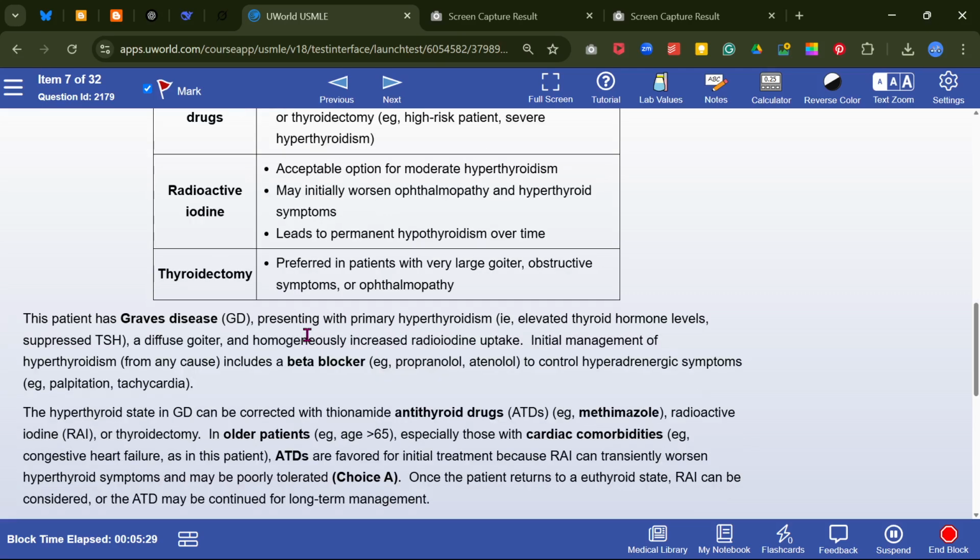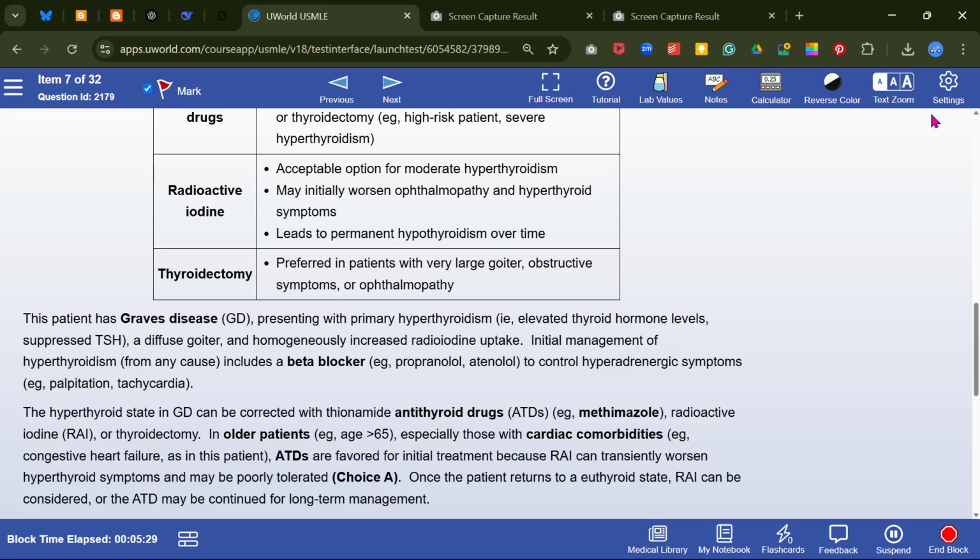This patient has Graves' disease presenting with primary hyperthyroidism, elevated thyroid hormone levels, suppressed TSH, diffuse goiter, and a homogeneously increased radioiodine uptake. Initial management of hyperthyroidism includes beta blocker to control hyperadrenergic symptoms, palpitation, tachycardia. The hyperthyroid phase in Graves' disease can be corrected with thionamides, antithyroid drugs, methimazole, radioactive iodine, and or thyroidectomy.